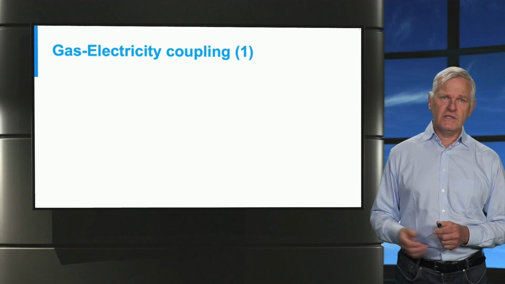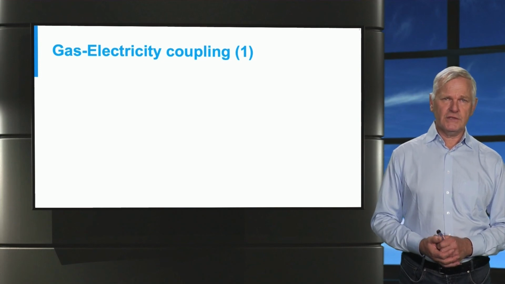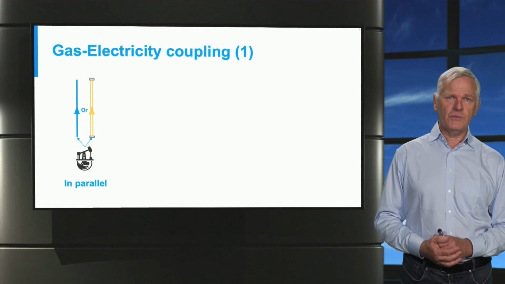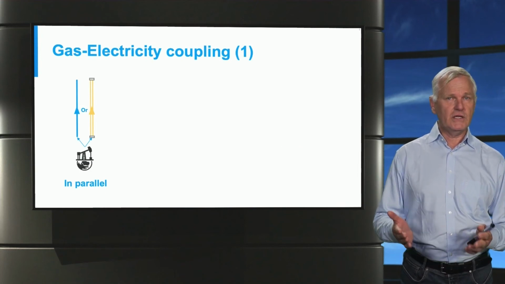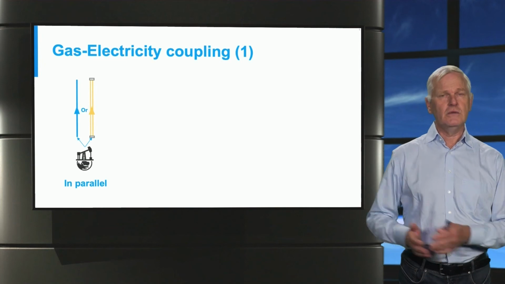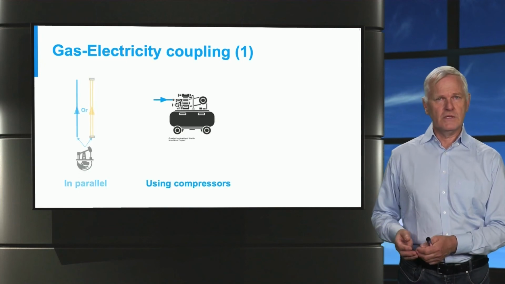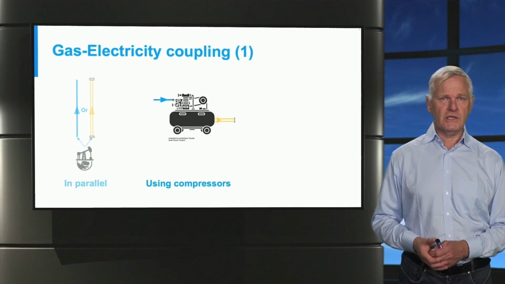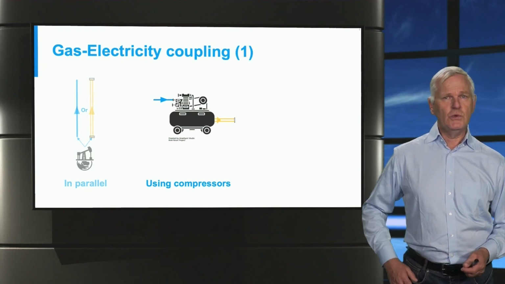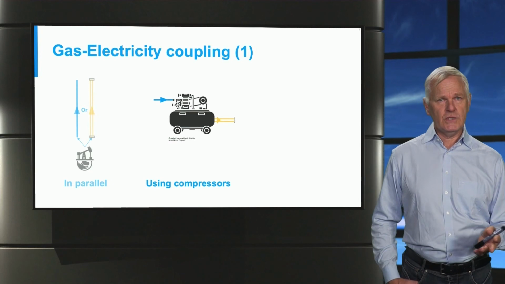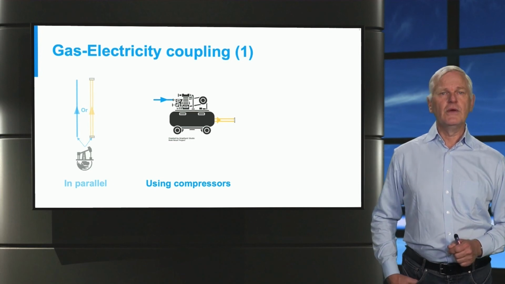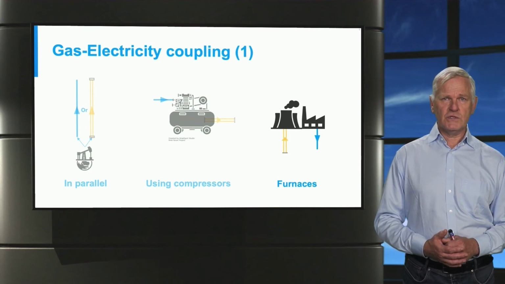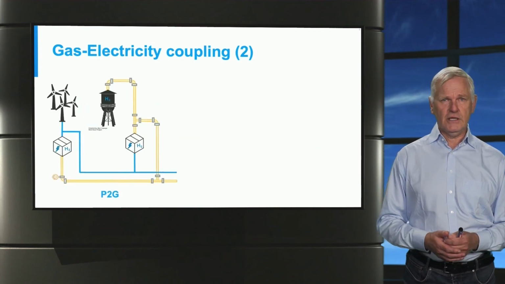There are multiple ways the gas infrastructure is coupled to the electrical network. The first one is to transport both means in parallel. Then we can choose between electricity or gas. Secondly, as I already mentioned, we can use compressors in the transportation line. Electricity can be used to drive the compressor, which leads to gas propagation. Thirdly, gas can be converted into electricity using steam turbines. This is done in furnaces.